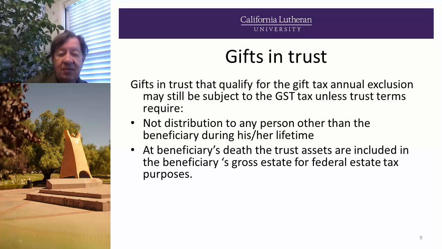Gifts and trusts that qualify for the gift tax annual exclusion may still be subject to the generation skipping tax unless trust terms require, first, no distribution to any person other than the beneficiary during his or her lifetime, and at the beneficiary's death, trust assets are included in the beneficiary's gross estate for federal estate tax purposes. We had that chart earlier, and I think it was out of place at that time.